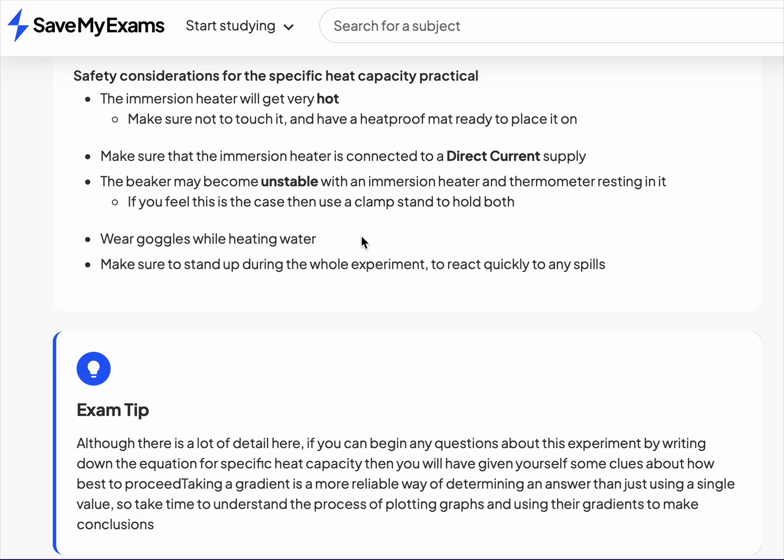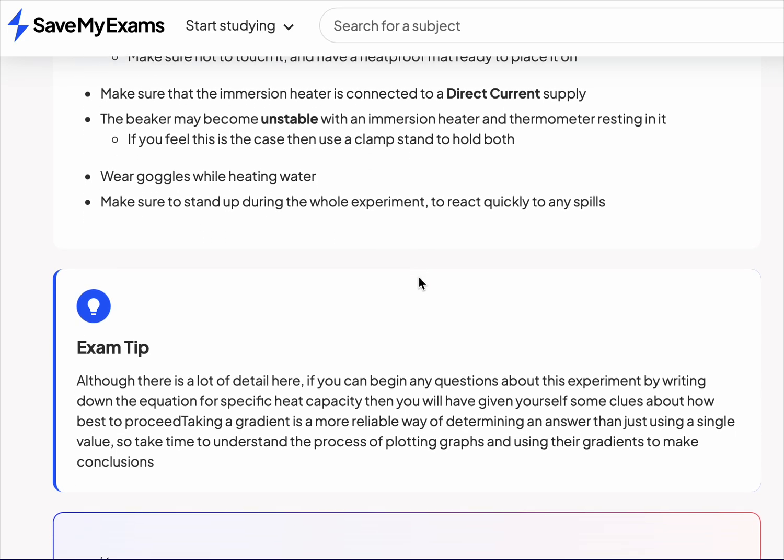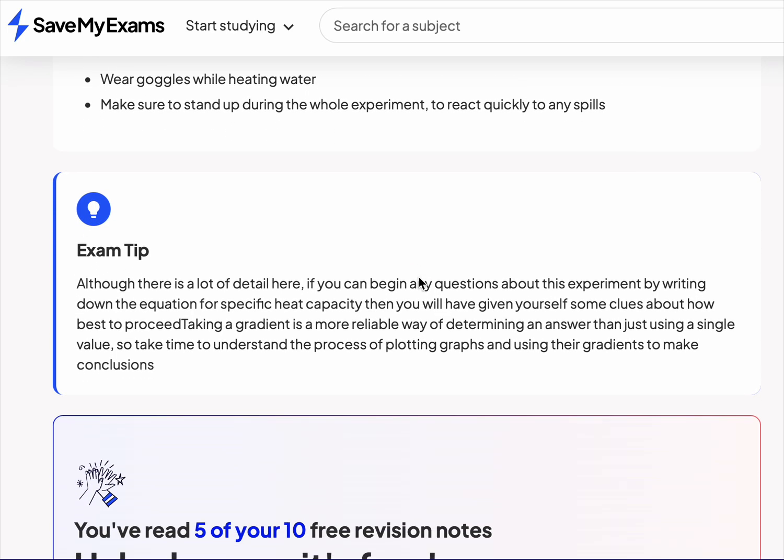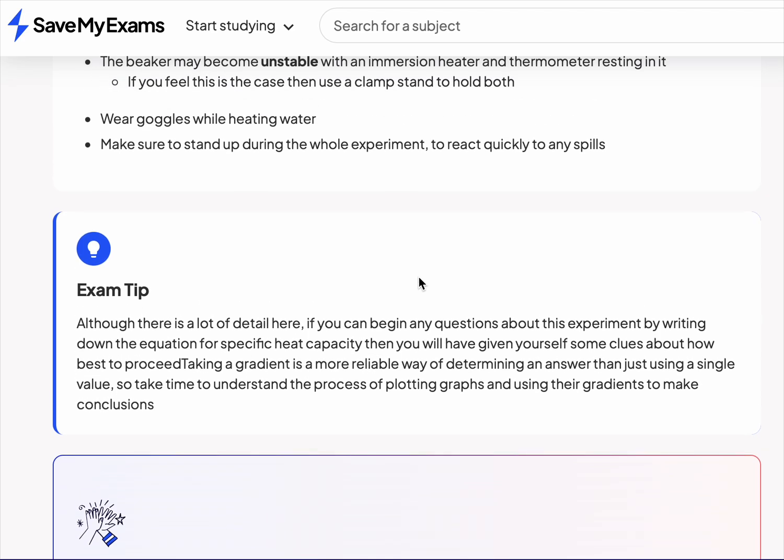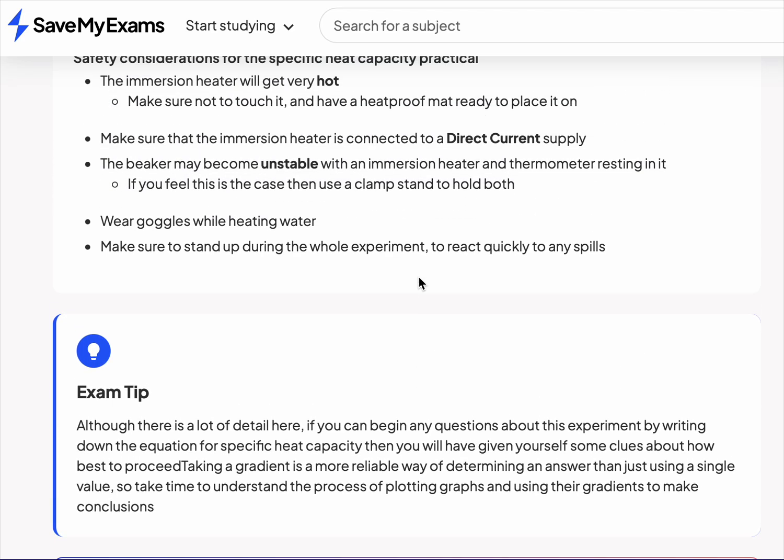Goggles are always recommended when you're doing something where the water could splash, for example. And always, as I've taught younger students, make sure you stand up during the whole experiment. So this is the final experiment for the topic that you are currently studying, which is solids, liquids and gases. So I hope you found that useful.